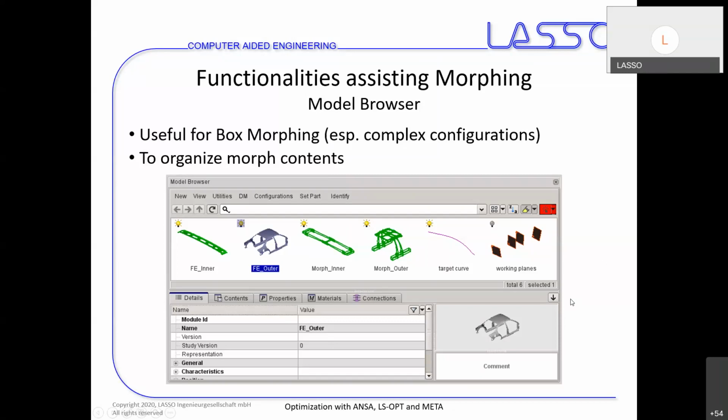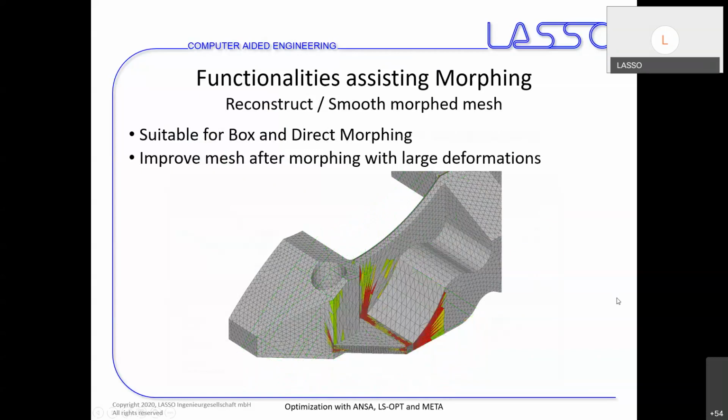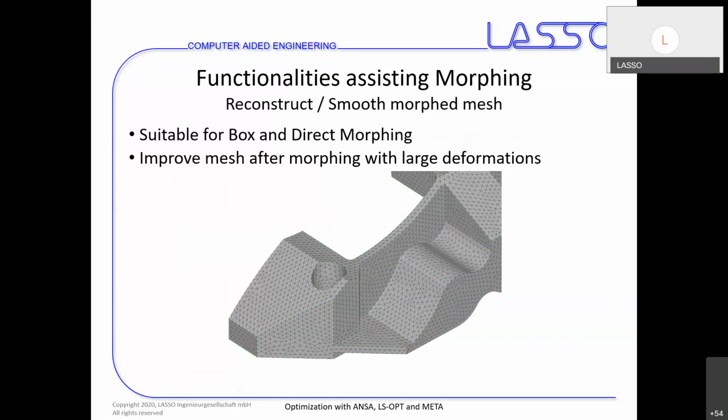And we've already seen an example, reconstruct and smooth is integrated in our morphing actions, suitable for box and direct morphing, and it improves the mesh after a morphing with quite large deformations has been applied. You see here, we have a lot of, call them off elements that violate some criteria after the morphing. So we can apply a reconstruct on this area to get a better mesh, suitable mesh for the first simulation.